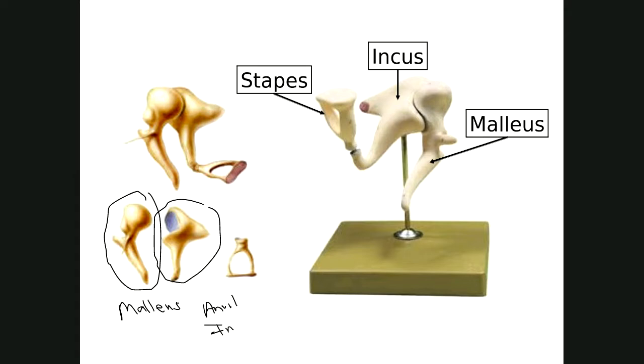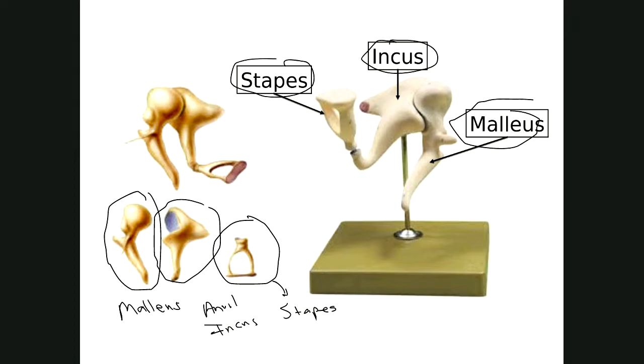And then if you look at this one, it looks like the bottom end of a stirrup that you'd have on a horse saddle. And the word for stirrup is stapes. So we have these three tiny little bones, the malleus, the incus, and the stapes. So this one is attached to that drum head right here.